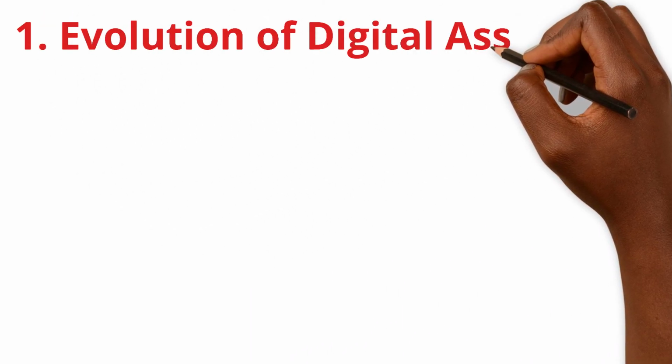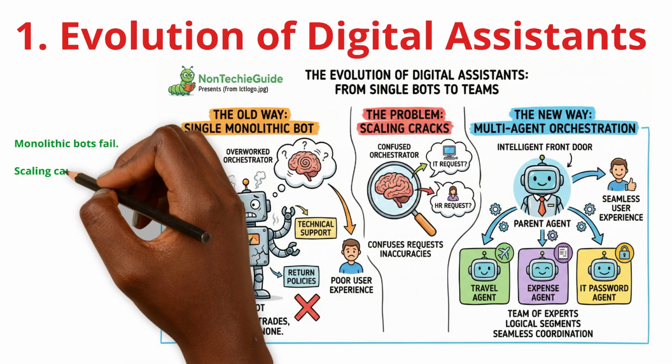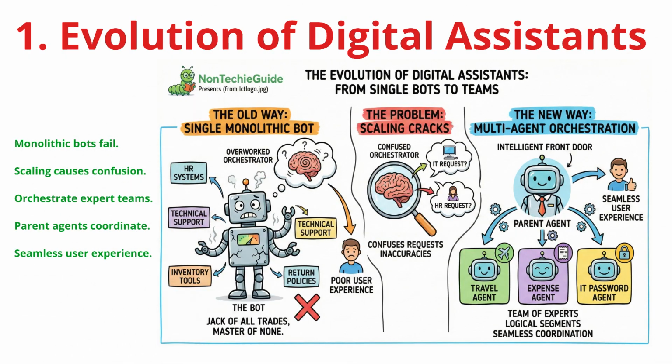Let's look at the evolution of digital assistants. Traditionally, we built the bot, a single monolithic entity trying to handle absolutely everything, from HR systems and inventory to technical support. But as you can see in the first panel, this old way creates an overworked, cracking robot. It becomes a jack of all trades, master of none, resulting in a confusing and poor user experience.